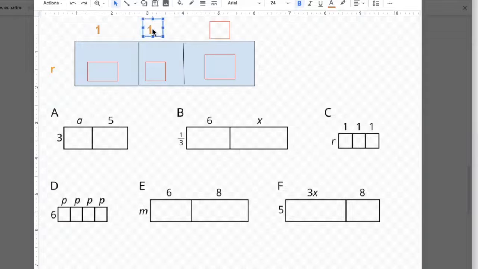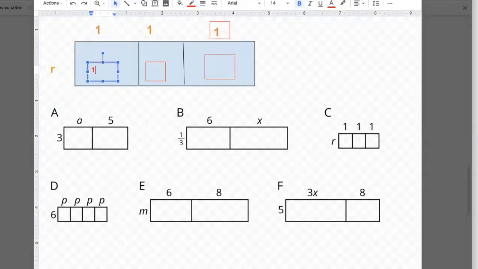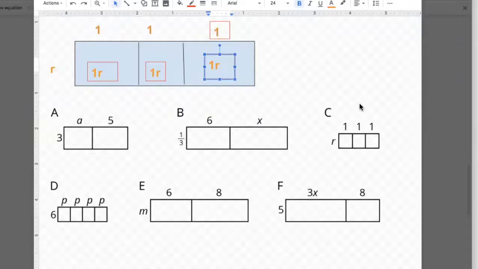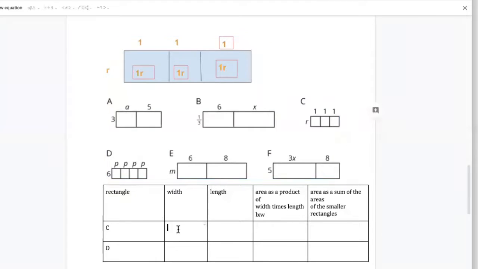Plus 1 plus another 1. So if we multiply our r times 1, that's going to give me 1r. And that is actually going to give me a 1r for each box because we're repeating the same operation in each box. So altogether, I have 1r plus 1r plus 1r, which is going to give me 3r. So let's record for C.